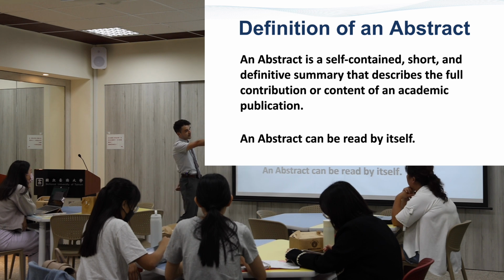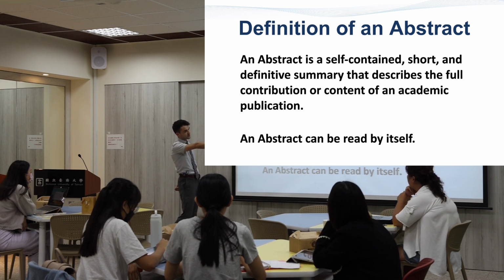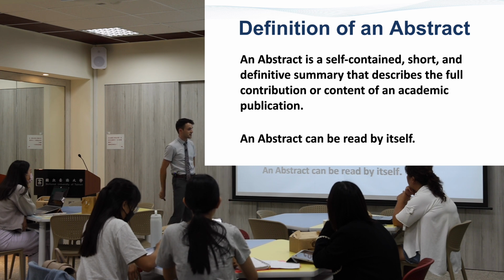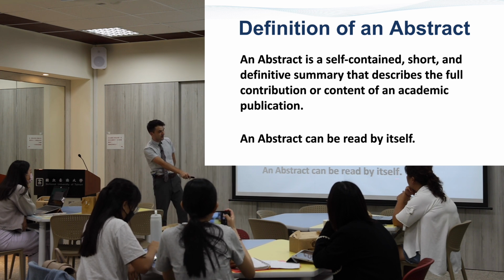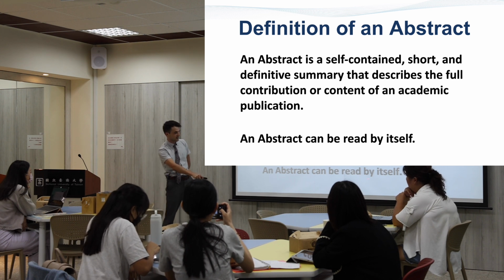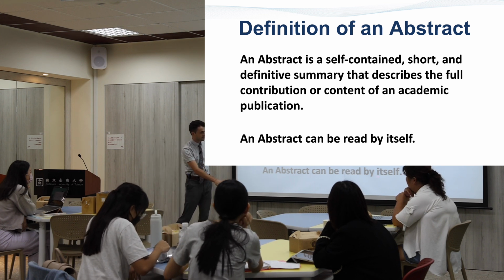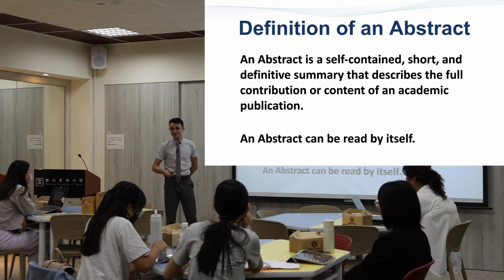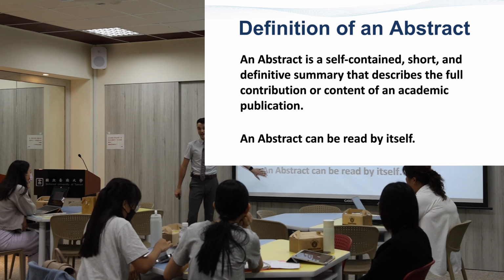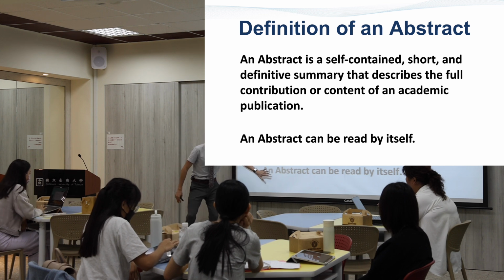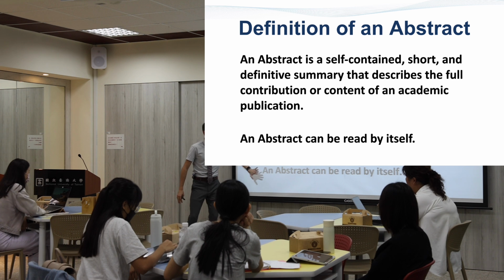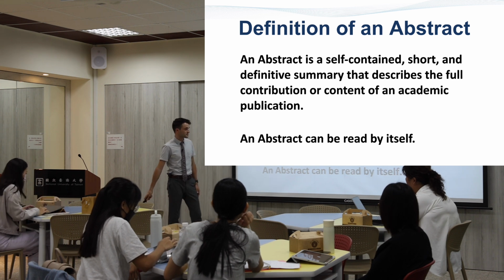Definition of an abstract. An abstract is a self-contained, short, and definitive summary that describes the full contribution or content of an academic publication. An abstract can be read all by itself. I don't know if I say this later, so I'm going to say it now. You know on YouTube videos when they're like, watch until the end of this video to learn how you can, right? Abstracts don't do that. They don't say, oh, read my paper to find out. They tell you instantly, here's what this paper finds. It's not clickbait.